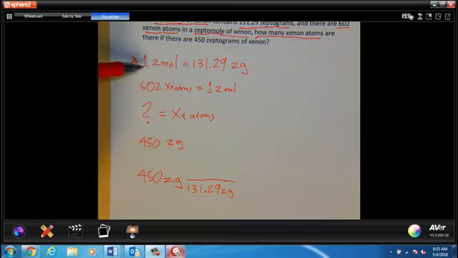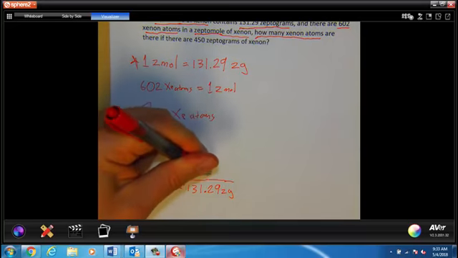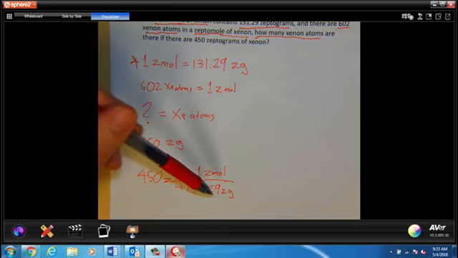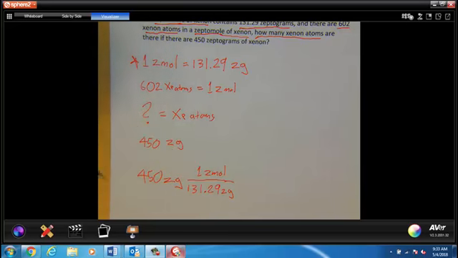We have 1 ZM, so we put 1 zeptomole on the top. So we're, again, setting this up so zeptograms is what we're starting with. We have zeptograms on the bottom, whatever else is on the top. Okay, so now we're ready for our next step.